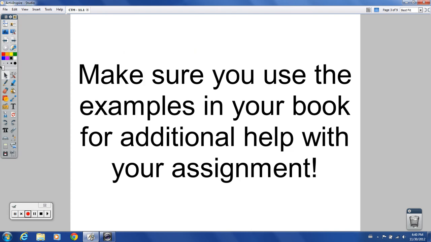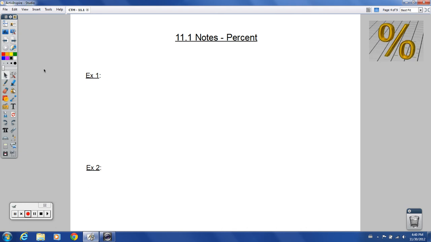And as always, making sure you're using those extra examples in the book. If you need help with a specific example or you want to see another one like it, always look at those extra examples. Let's get rolling now.